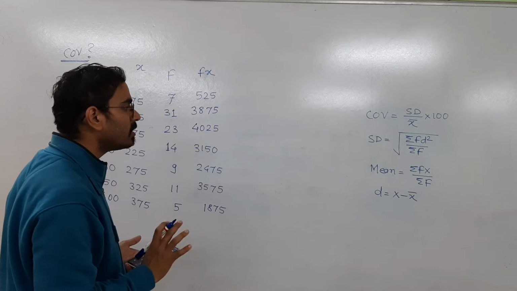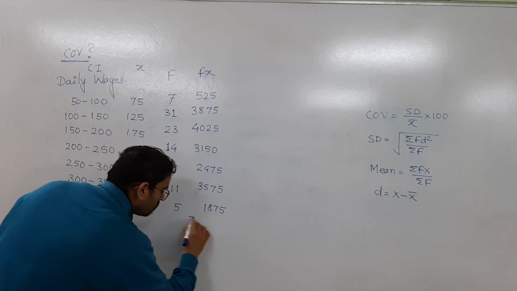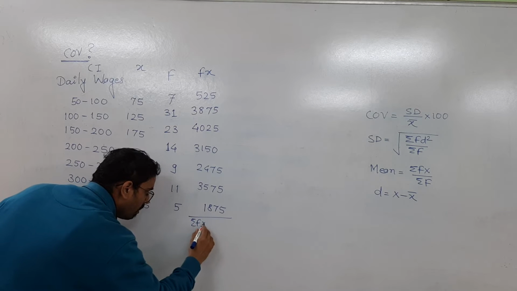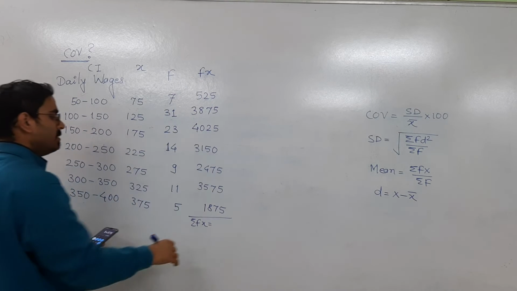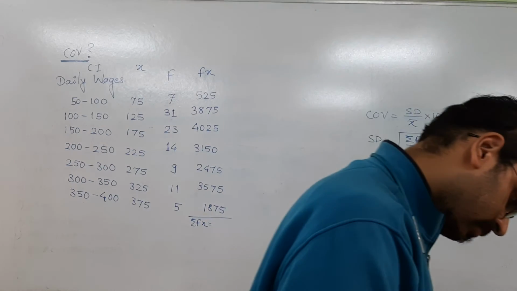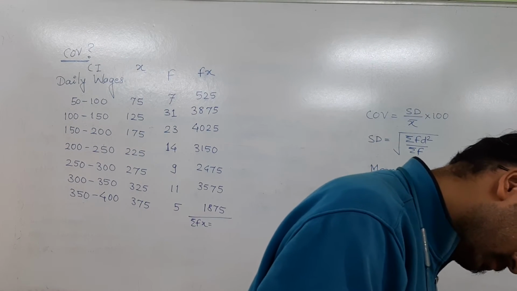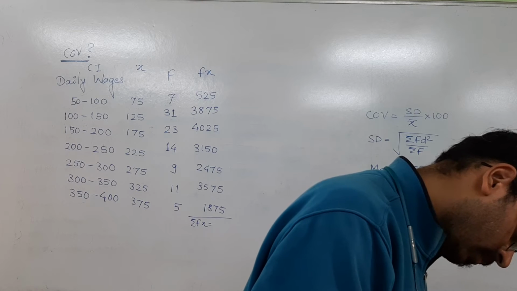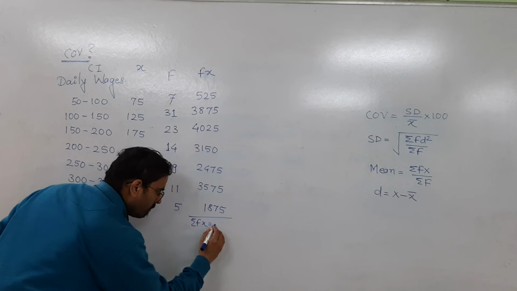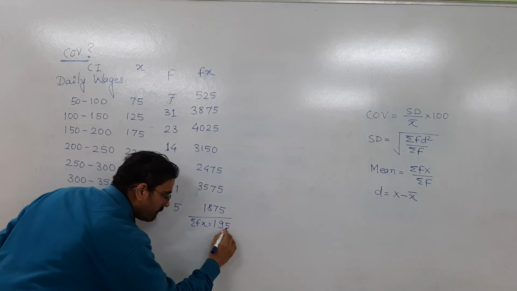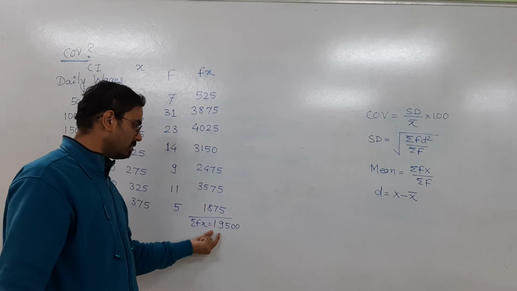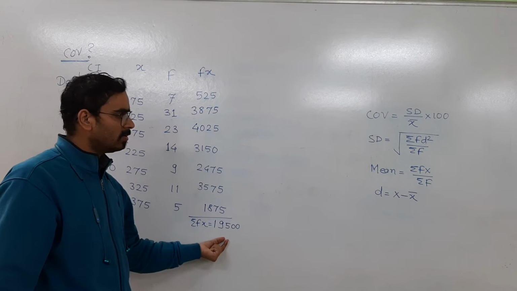Now what do we want? Summation. So just add all these terms. That is nothing but what? Summation fx. So add these terms first. Addition is 19500. So add these terms, and you will get the answer 19500.